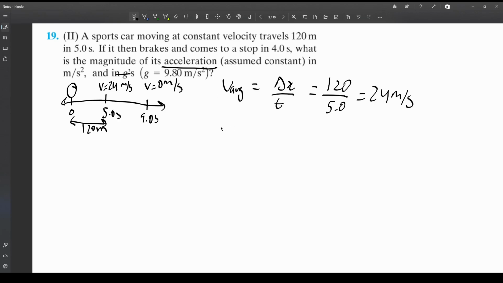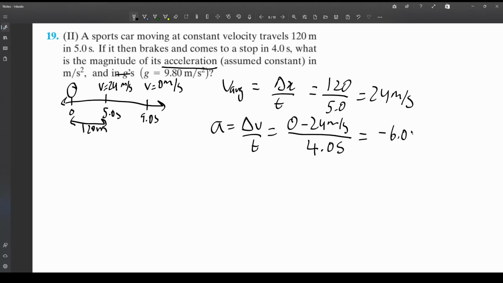With that in mind, the velocity is 0, then a is equal to delta v over t, which is equal to 0 minus 24 meters per second, because delta equals final minus initial, over time, which is 4 seconds. Oops, not cancel out. It actually multiplies, so you get minus 6.0 meters per second squared.